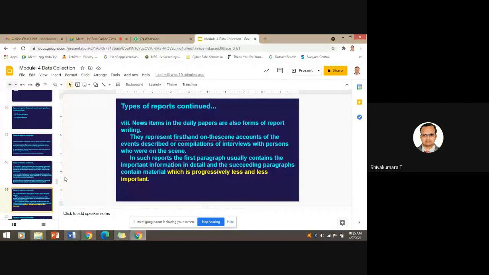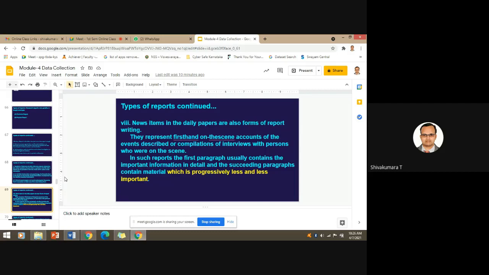So another set of reports, news items in the daily papers, are also forms of report writing, right? If you look into Deccan Herald or Times of India or the Bangalore Times or the Vijay Karnataka, it might be any language, Kannada, Telugu, Tamil, whatever the language, the newspaper content again is in the form of a report.